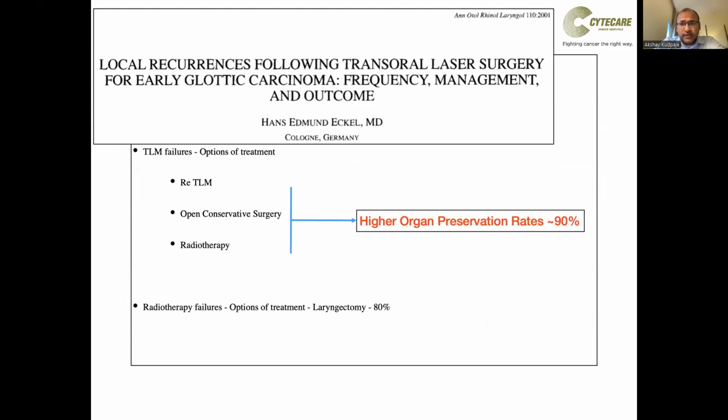The reason for this is that whenever there is a recurrence or relapse following transoral laser surgery, there are still organ preserving options in the form of re-laser surgery, open conservative laryngeal surgery, or radiotherapy. However, when there is a radiotherapy failure, generally it ends up with a total laryngectomy.